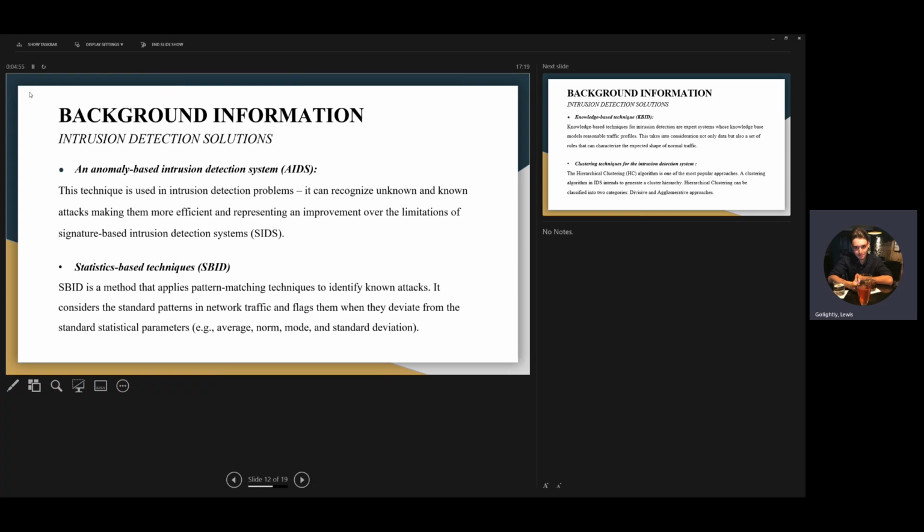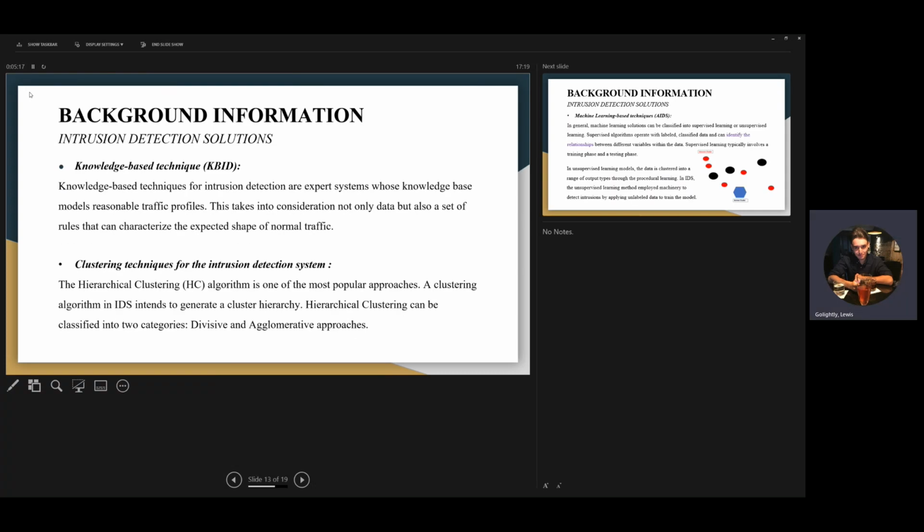intrusion detection systems. So another solution is statistic-based techniques, which is a method that applies pattern matching techniques to identify known attacks. It considers the standard patterns in network traffic and flags them when they deviate from the standard statistical parameters. So, for example, the average, norm, mode, and standard deviation.